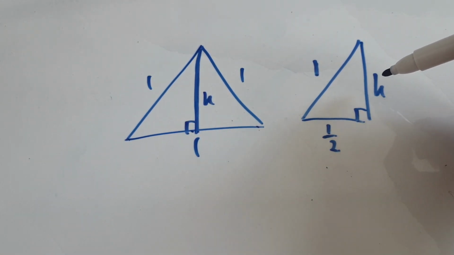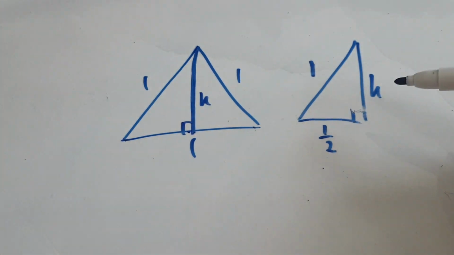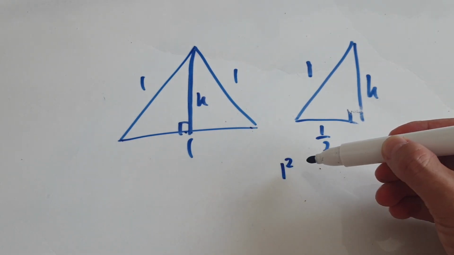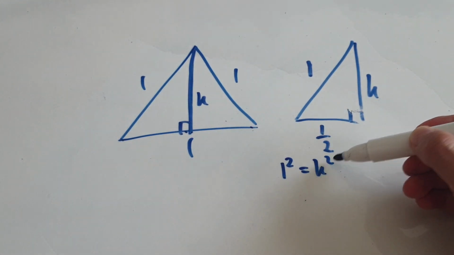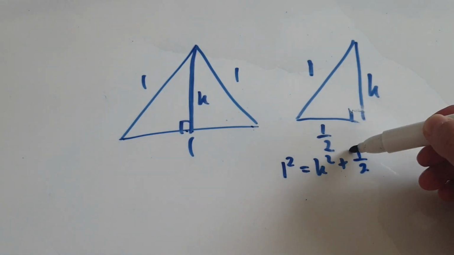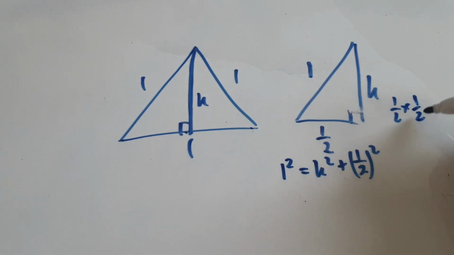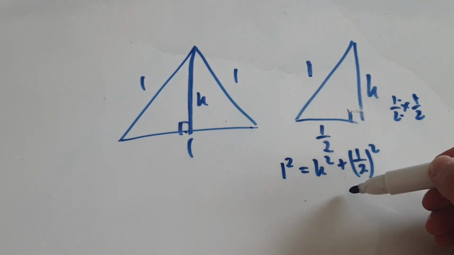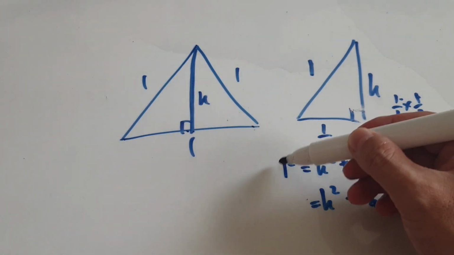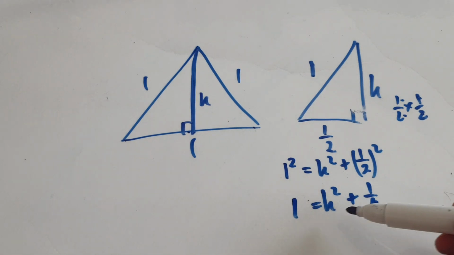So it's just a matter of working out h, because we need to get h times the base and then cut it in half. So to work out h, use Pythagoras. So Pythagoras would be 1 squared equals h squared plus a half squared. Well, what is a half squared? A half times a half would be top times top, bottom times bottom. That would be a quarter. So h squared equals, well, 1 squared here is 1. So now it's just a matter of working out h.